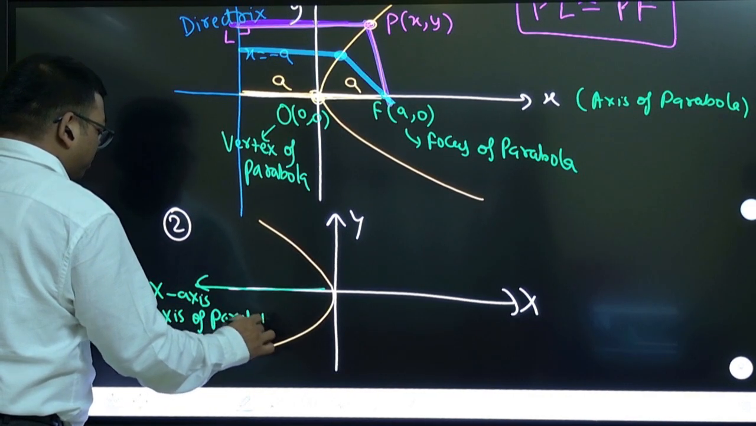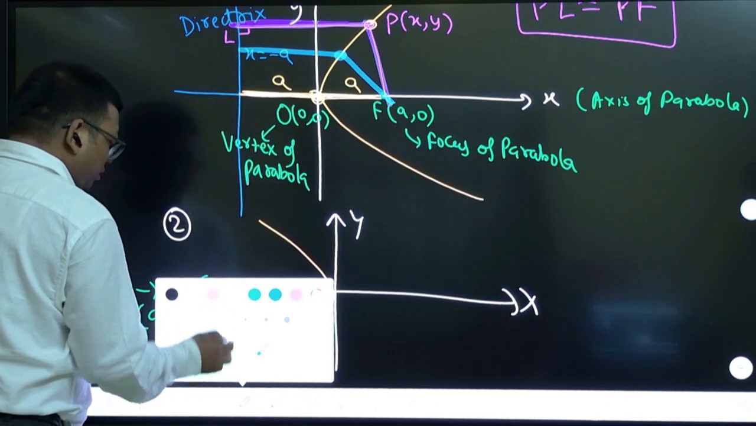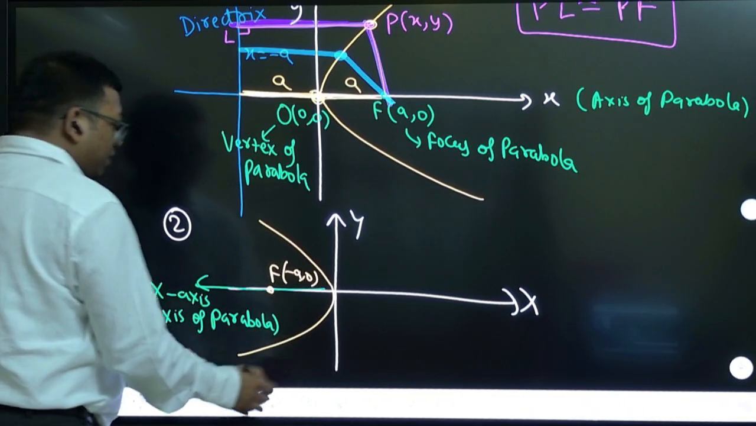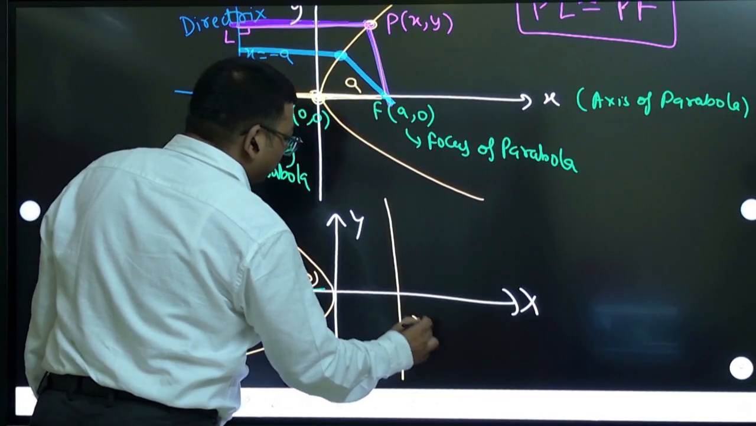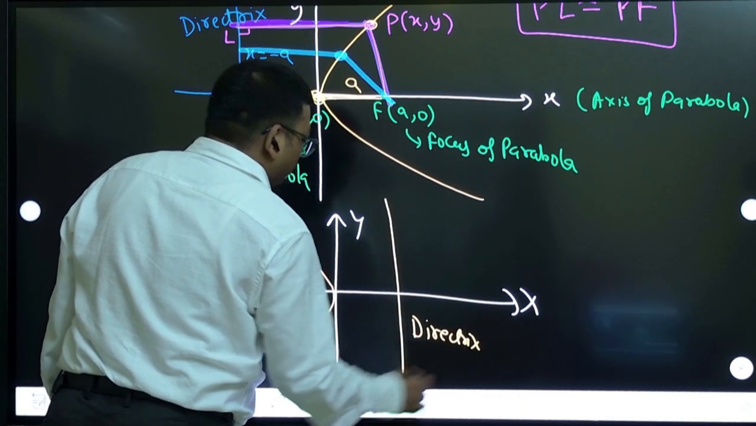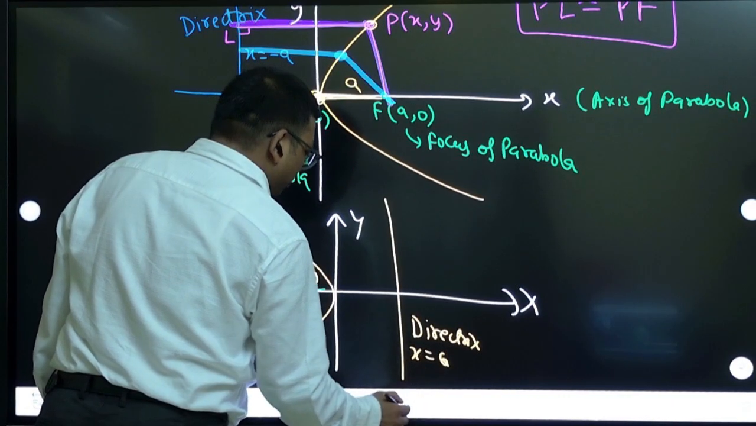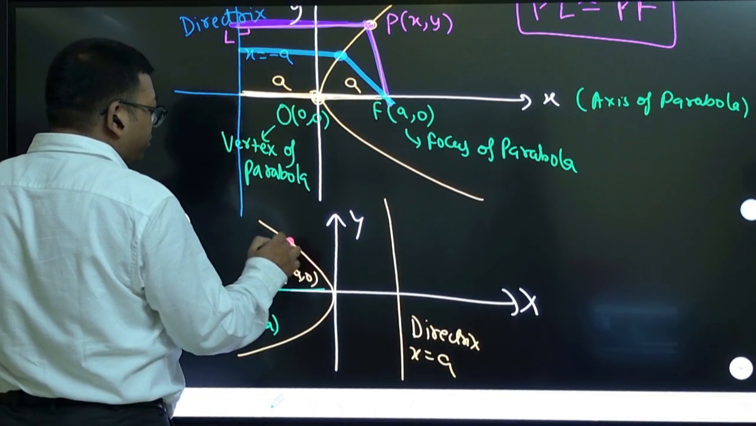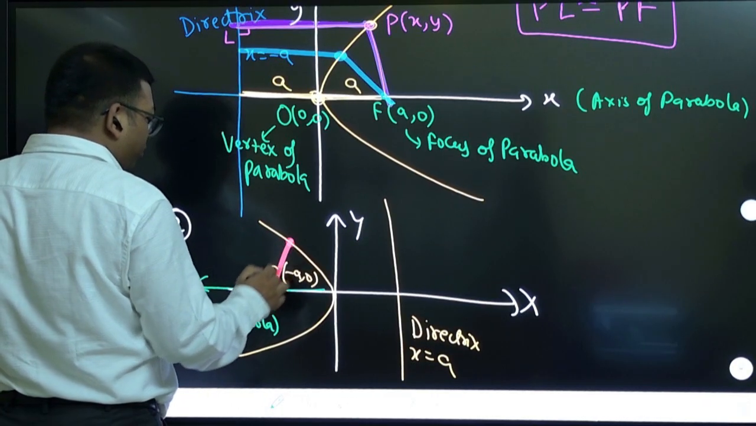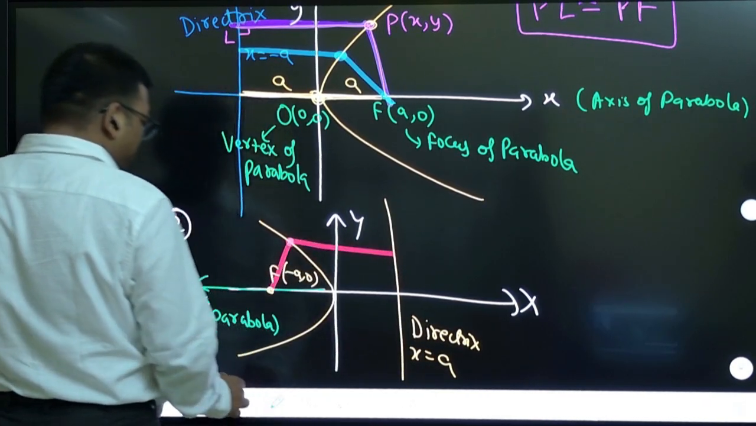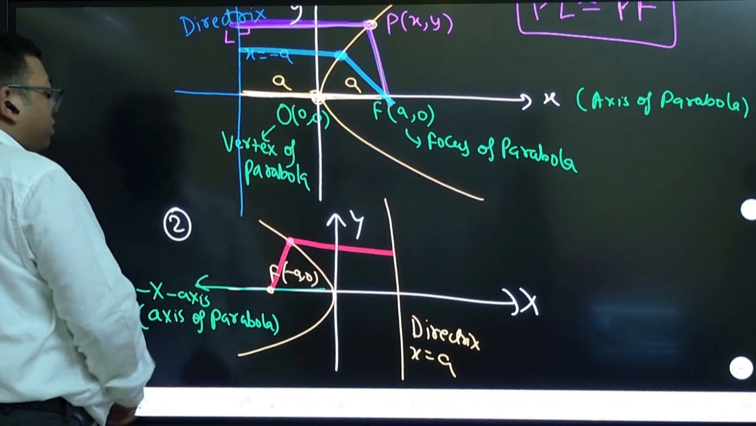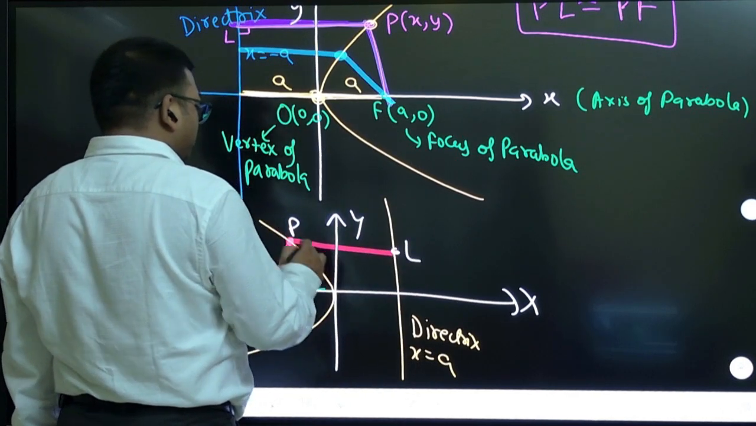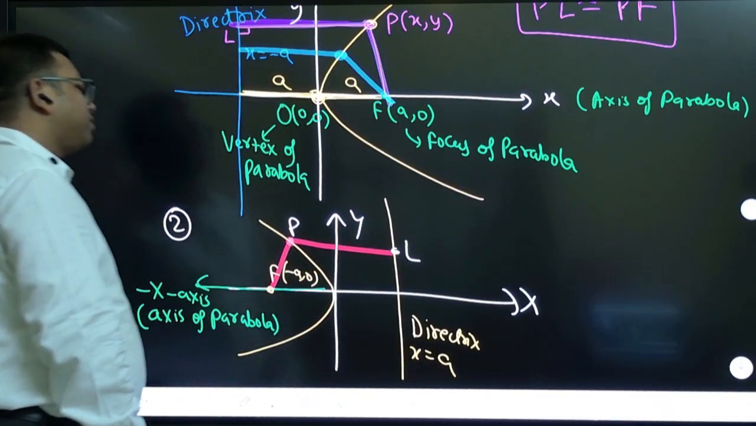And focus, now focus will be somewhere here. This focus will be minus a comma 0. Here the directrix will be here. Directrix is a fixed line. That directrix equation will be x is equal to a here. Again, the same definition is there. Any point on this, its distance from focus and from this line, these two lengths are equal. This point is P, and PF and PL, let us say. So PL distance and PF distance, they will be equal.